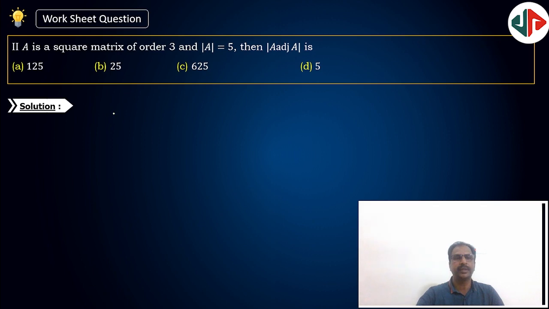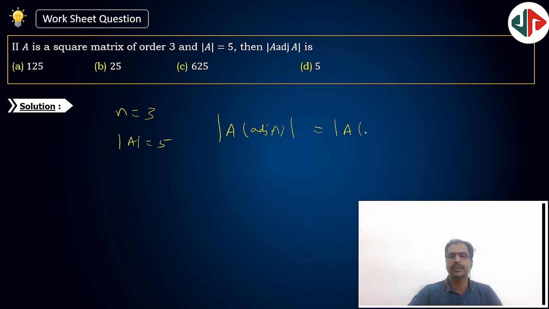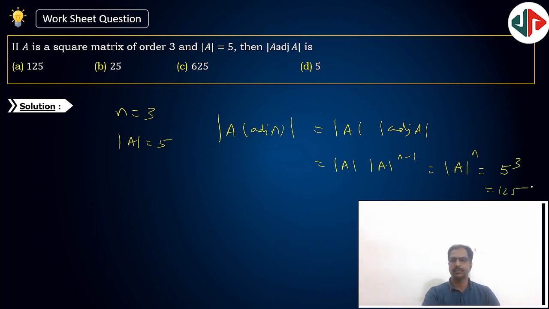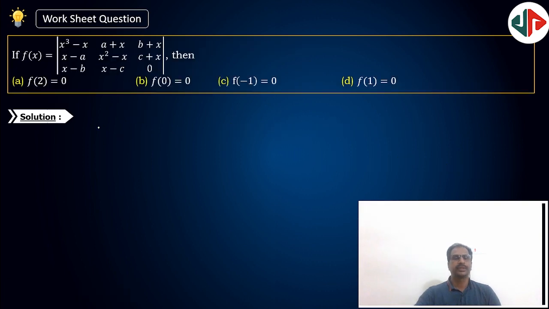Next, A is a matrix of order 3, so n is equal to 3. Det A is given as 5. Det of A into adjoint A is nothing but det A into det of adjoint A. In synopsis, we discussed about det of adjoint A. Formula is det A whole power n minus 1. So det A into det A whole power n minus 1 is det A whole power n. Det A is 5, n is 3, 5 cube is 125. Option A is right.